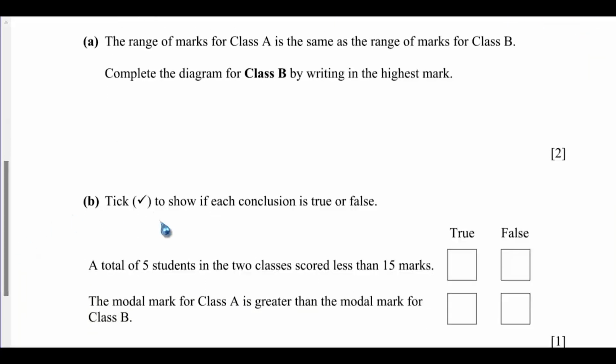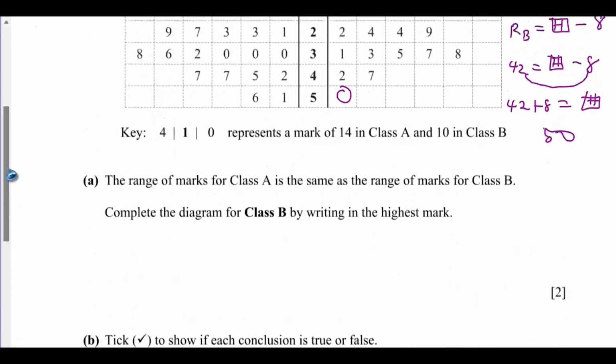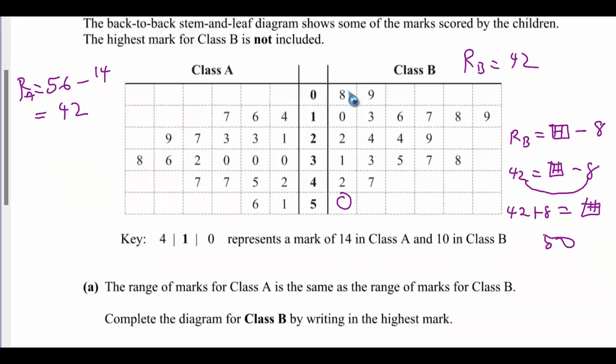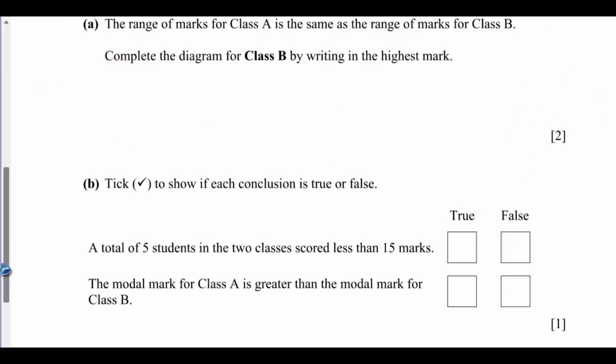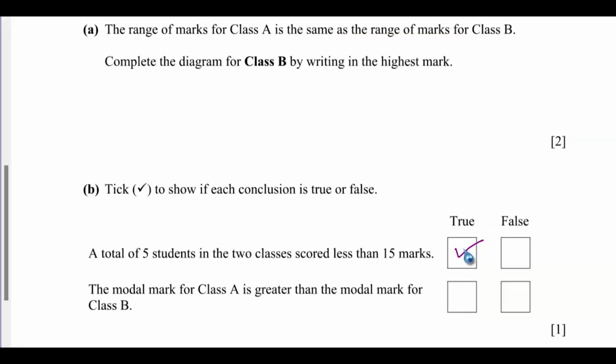Part B, tick to show if each conclusion is true or false. A total of 5 students in the 2 classes scored less than 15 marks. So let's check. Less than 15: 1 here, less than 15, this, and this. 1, 2, 3, 4, 14 plus 15. So that is true. So we tick this.